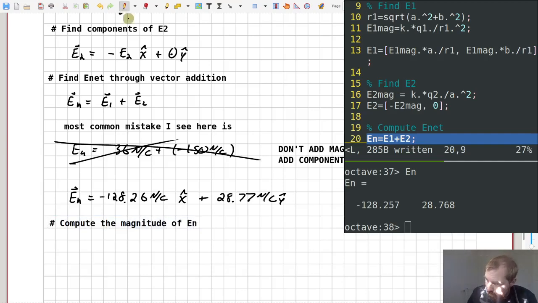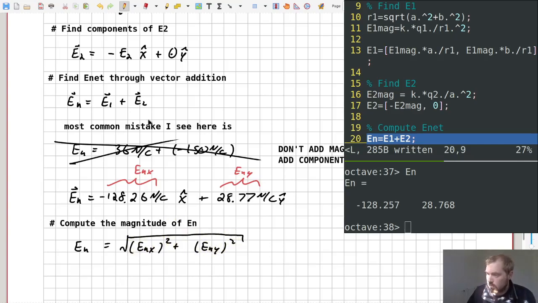Yes. If we label these E net x, E net y, then the magnitude of E net will be given by the Pythagorean theorem. It'll be the square root of E net x, squared, plus E net y, squared. Boom.